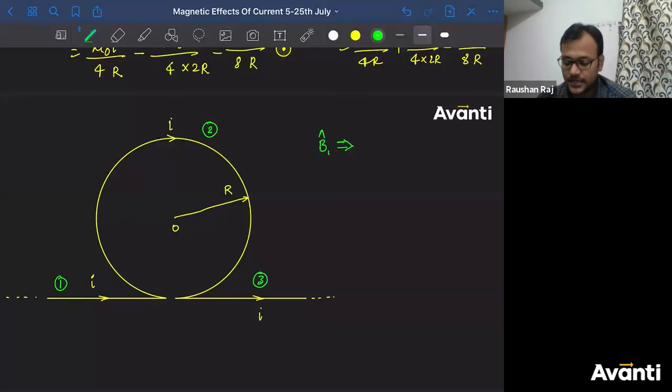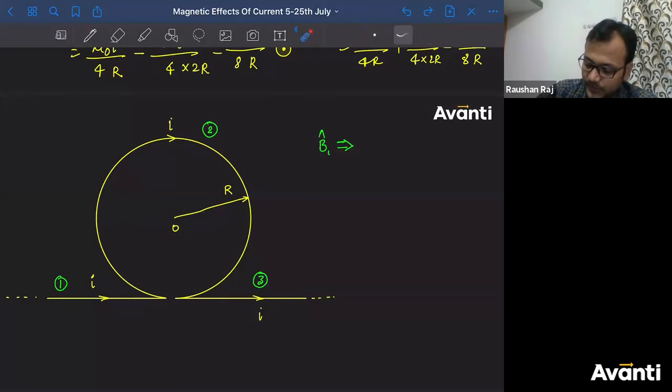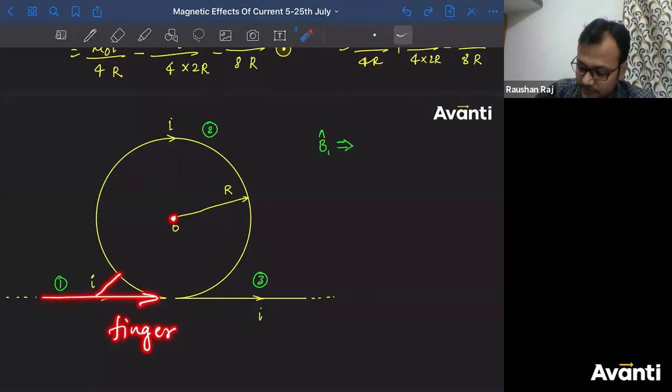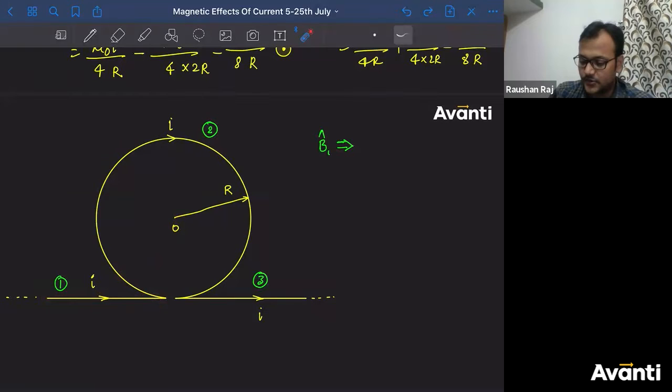Second method is what? Direct your right hand fingers along the direction of current in such a way that the palm should be facing towards the point, or towards the R value, the distance value, matlab position vector value. So if this is the direction of current, fingers should be in this direction. Where is the point? This is the point. So palm should be facing in this way. ठीक है? ऐसे करोगे ना? Alright guys. R इसी तरीके से है.